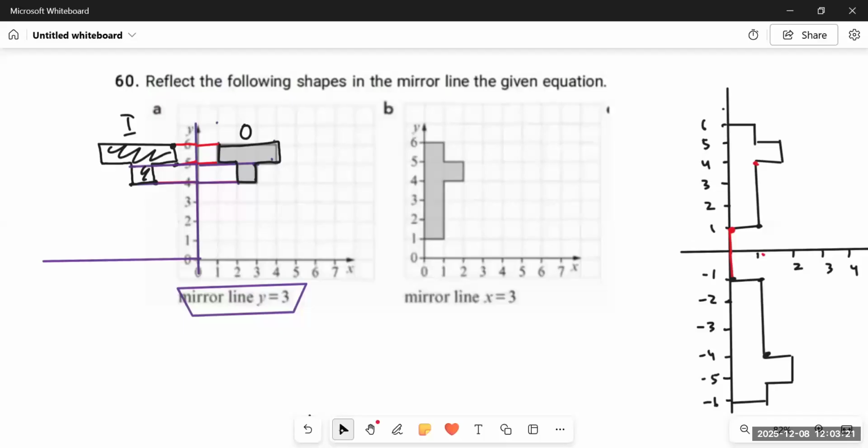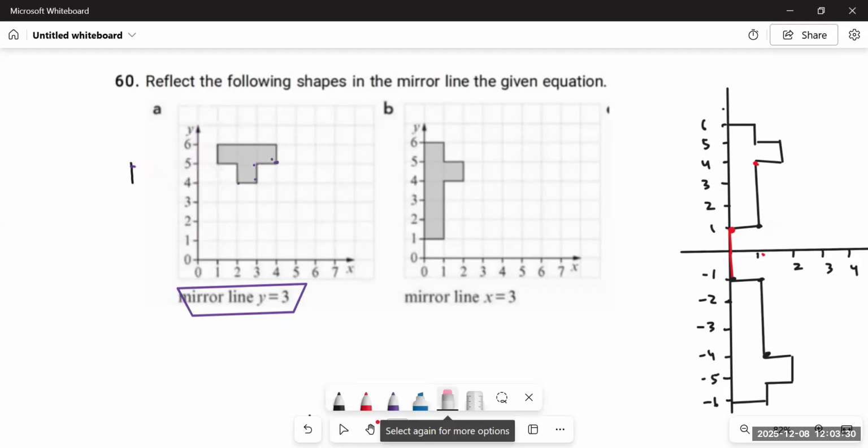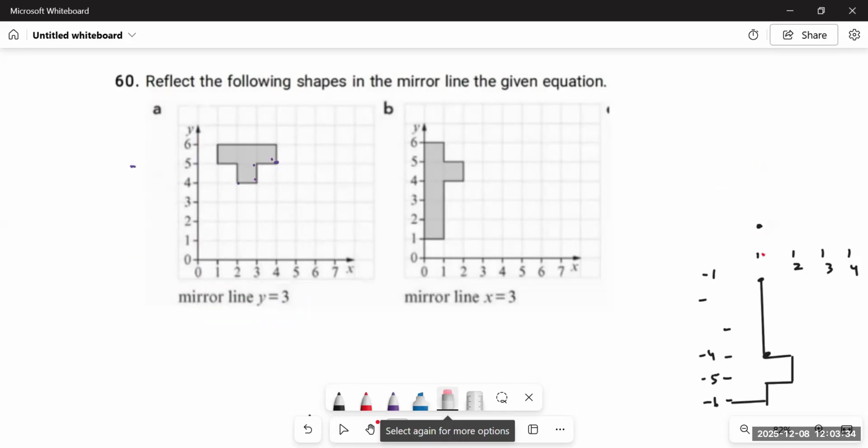Okay, so students, we talked about the reflection with respect to the x-axis and y-axis, but here in this question, to be very specific, we are not supposed to do it like this. Why? Because we are already provided with the mirror lines as y equals 3 in the first case and x equals 3 in the second case. So what are we supposed to do?